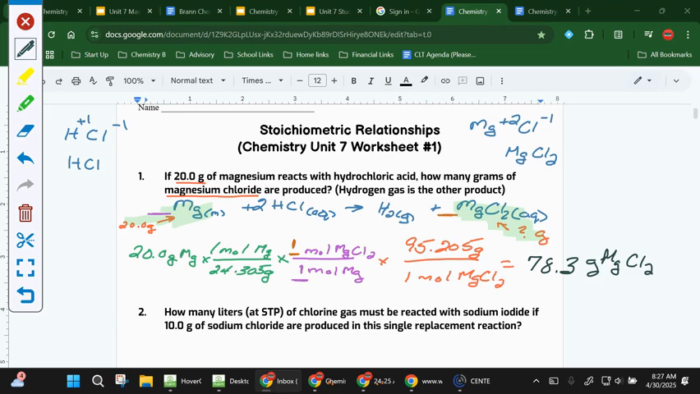The ratio is what comes from your balance. The ratio might be one, one, three, two, all different kinds of ratios. But we get it by taking the units in front of what we are going to, over the number of what we are getting.